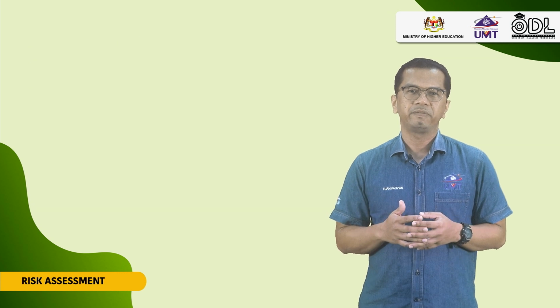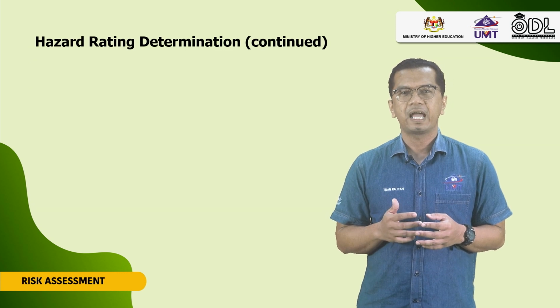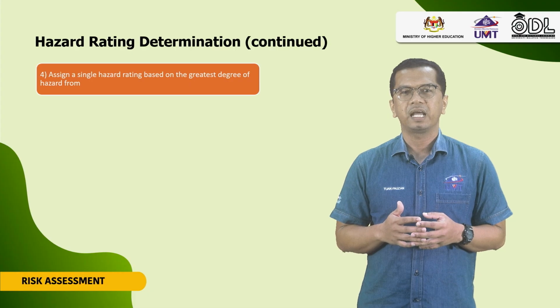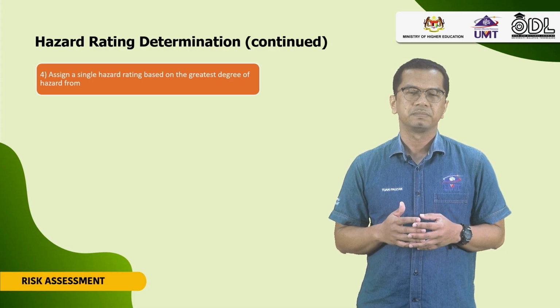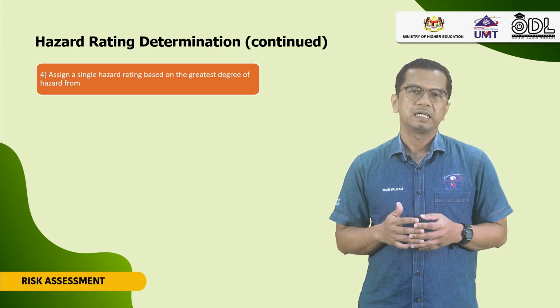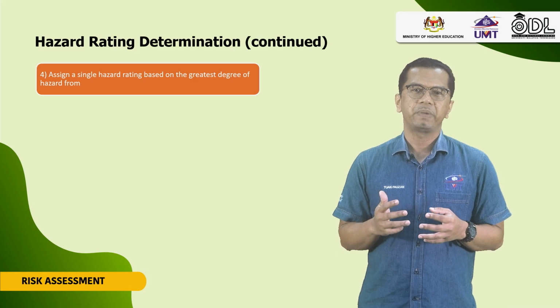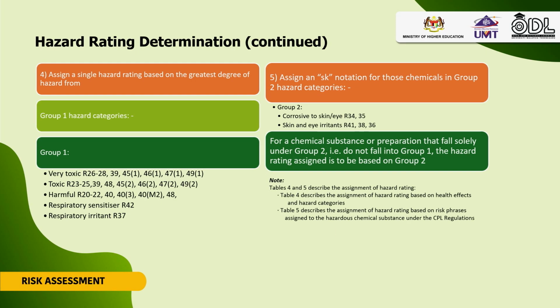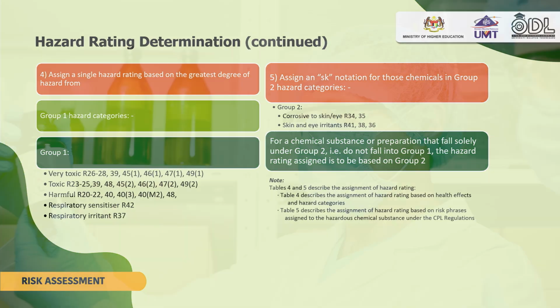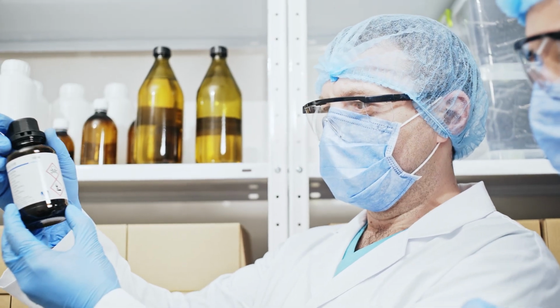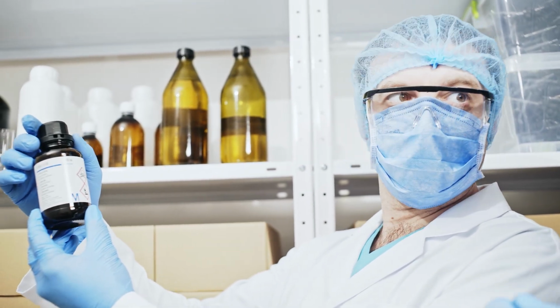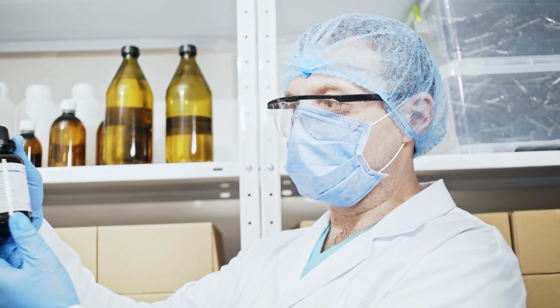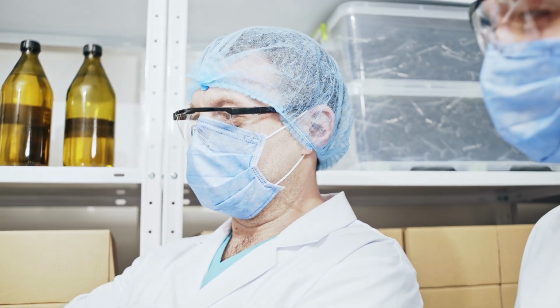Continuing from the previous steps, let's now assign a single hazard rating and address special cases. Step 4. Assign a single hazard rating based on the greatest degree of hazards. Group 1 includes chemicals with severe health effects, ranging from very toxic to respiratory irritants. These are assigned higher priority. So, how do we assign a hazard rating to a chemical or mixture?